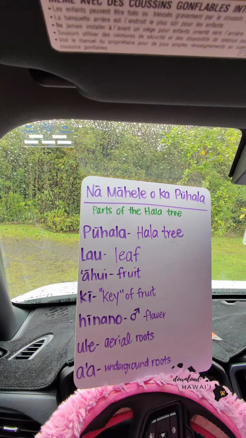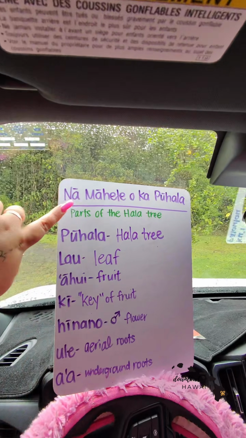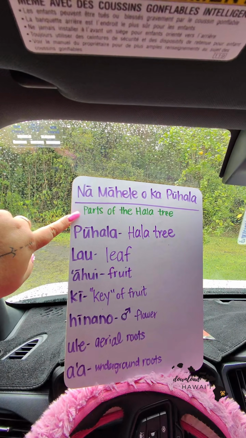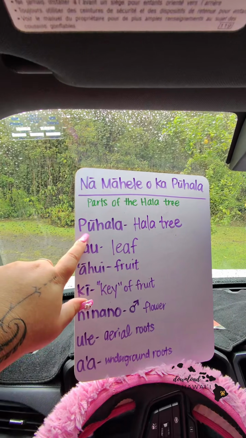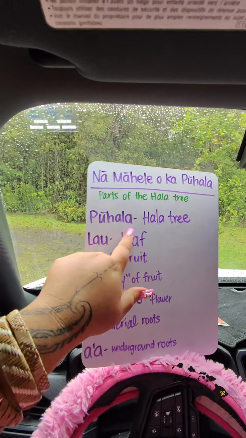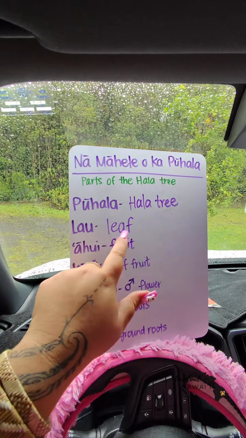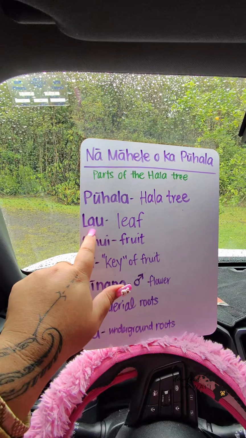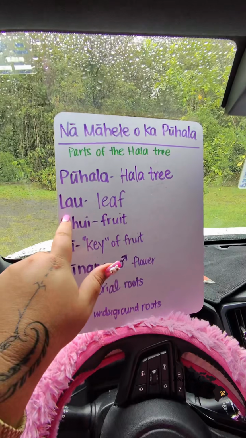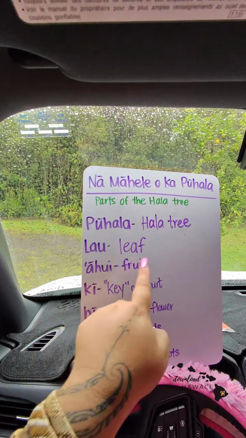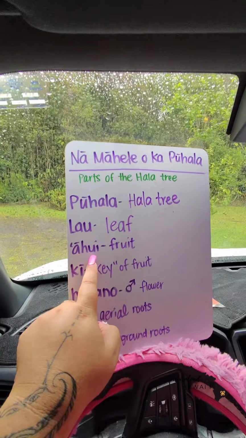In today's Olelo download, we're going to be looking at Nā mahele o ka pū hala, or the parts of the hala tree. So the word for hala tree is pū hala. Then we have the leaf, lau, and then you'd say hala after it. So lau hala, the hala leaf. We have ahui hala, the hala fruit.